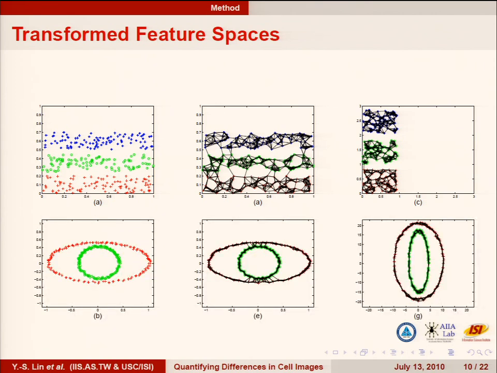Here is another example data set, where we have data points that form clusters, and we connect them into a graph. After we transform the feature space, the labels become separated.